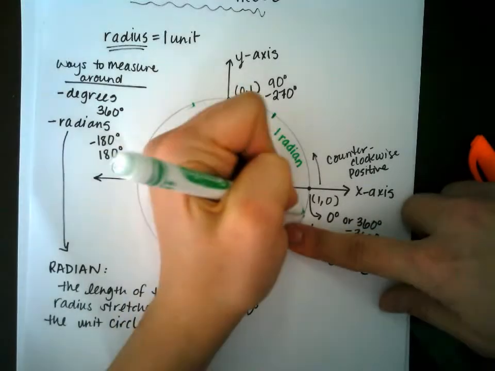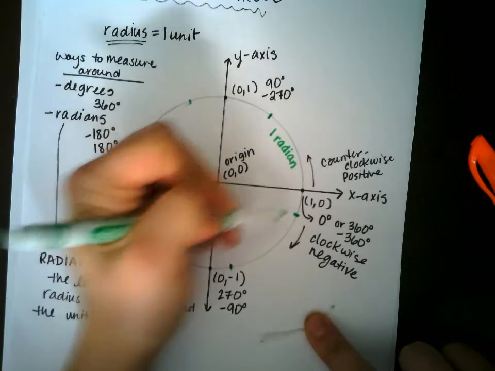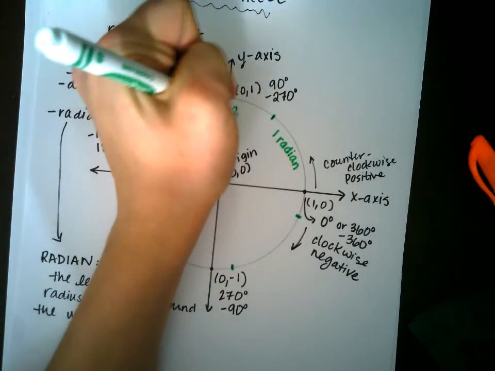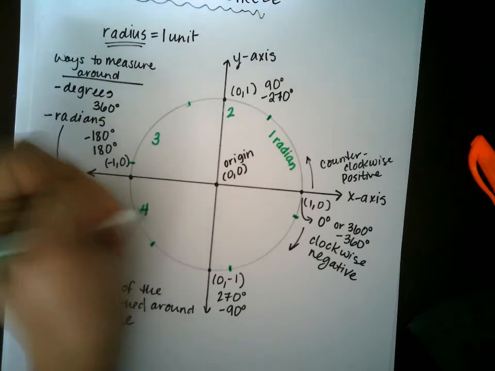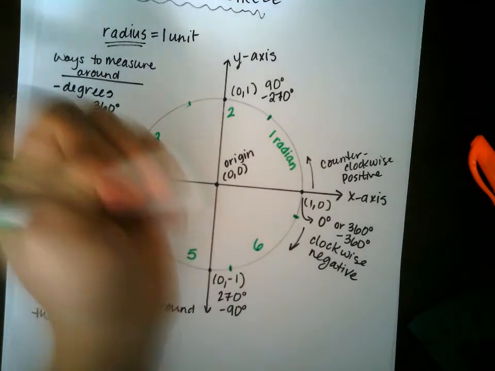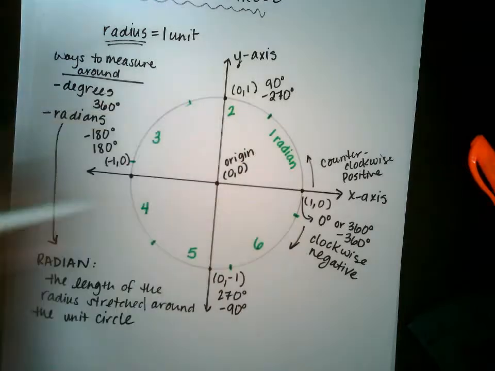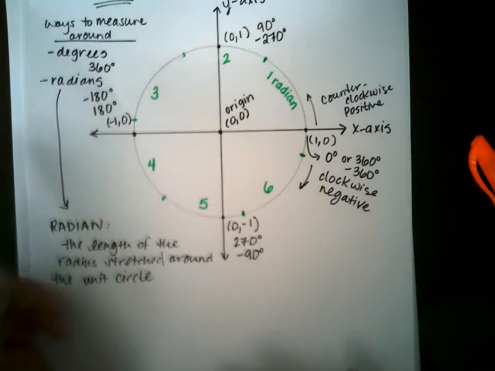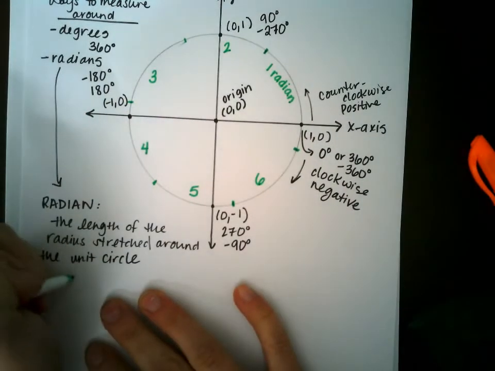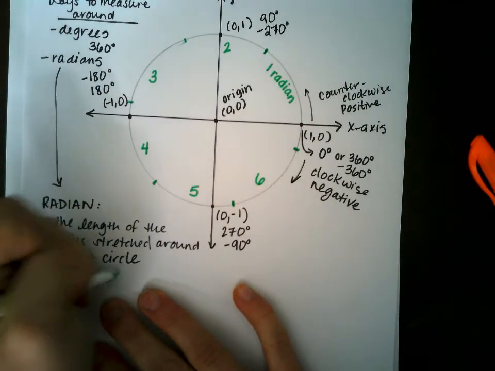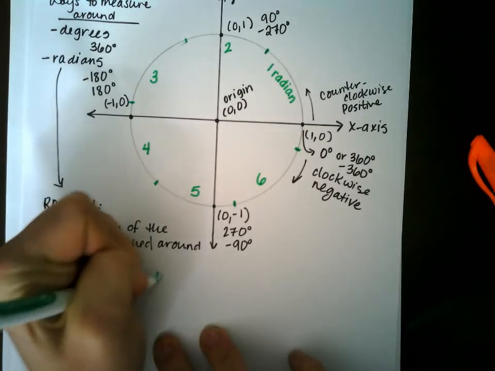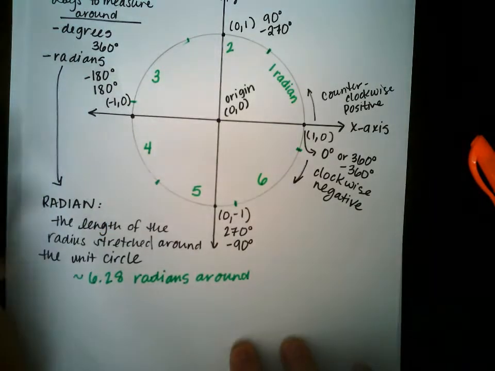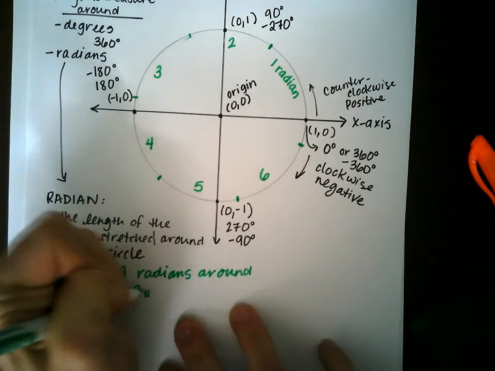And 6 is right here, and then we have some change. So again, we counted 1, 2, 3, 4, 5, 6, with a little bit of extra in here. And if we were to figure out exactly how much extra that was, we would find that it was about 6.28 radians around the circle. Or another way of thinking about that is 2 pi radians.